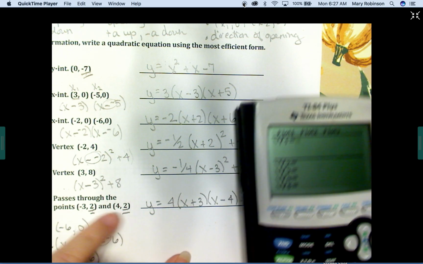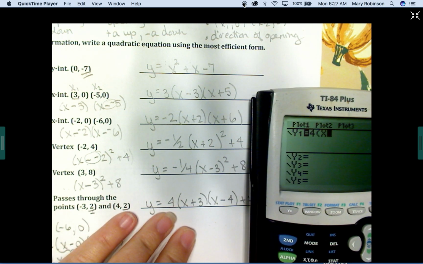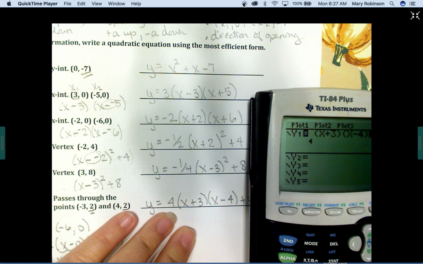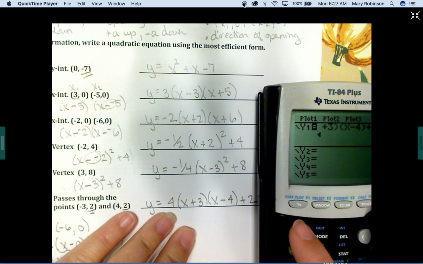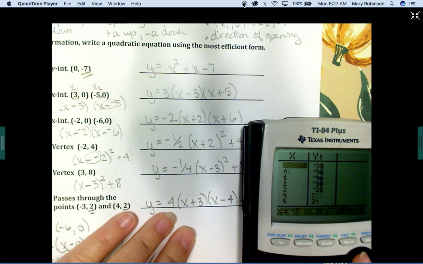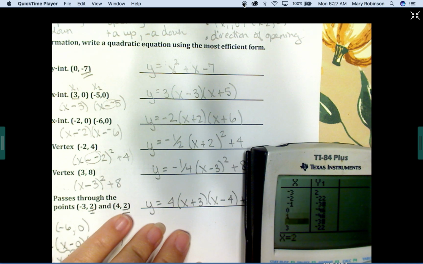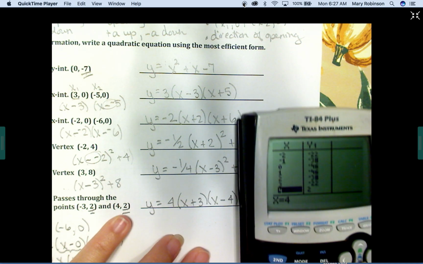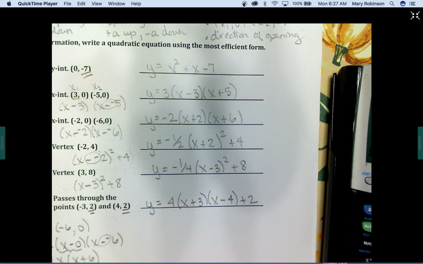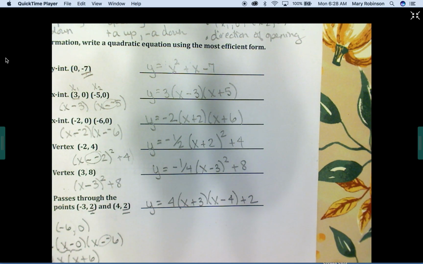And next, 4 times the quantity x plus 3 times the quantity x minus 4 plus 2. Negative 3, 2, and 4, 2 is on our table. So our functions are correct. In the next video, I'll be covering the graphs on the back page.